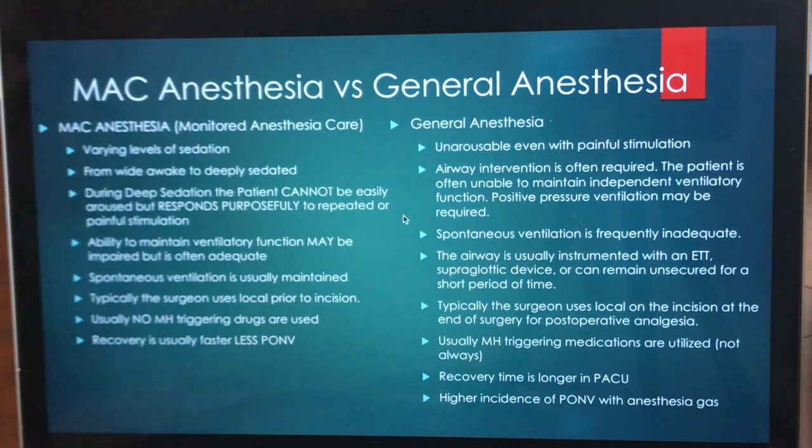So with general anesthesia, you can either have TIVA, which is a total intravenous anesthesia, where we use a propofol drip typically, and narcotic boluses or narcotic drip to keep them asleep, versus instead of that, we can use anesthesia gas to keep them asleep.